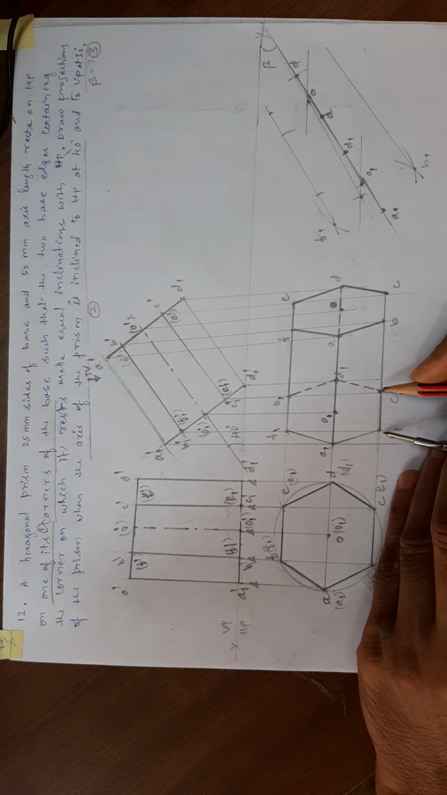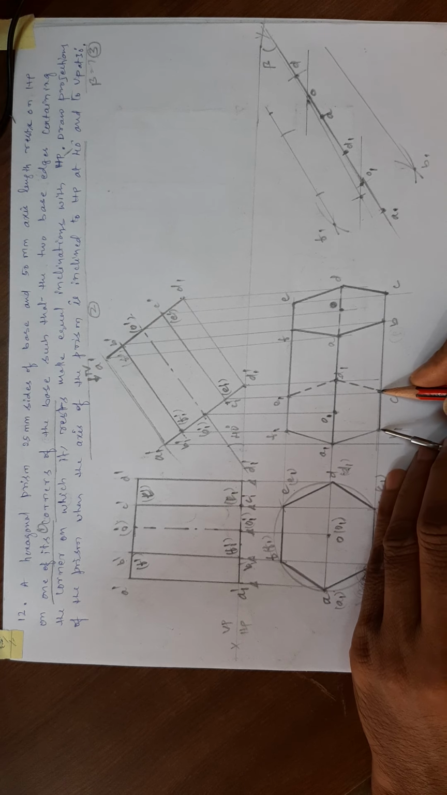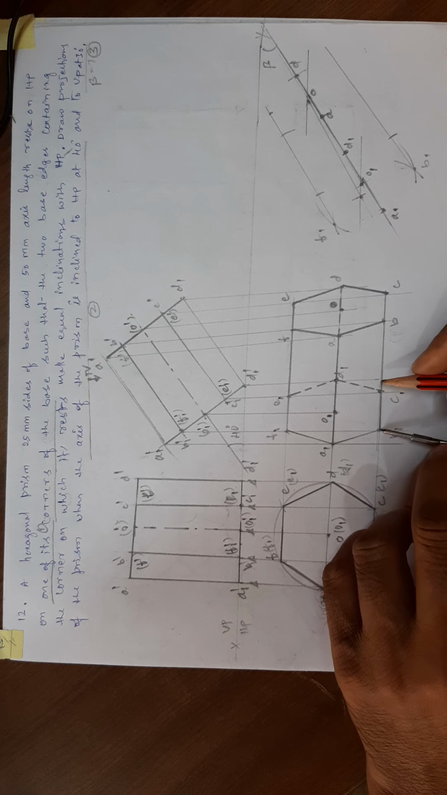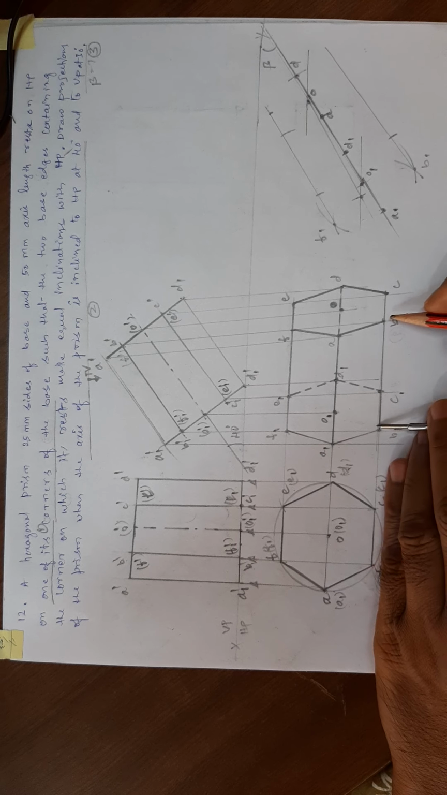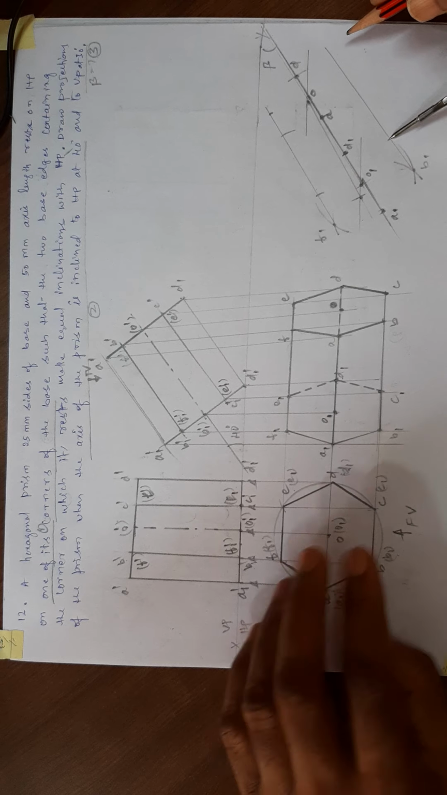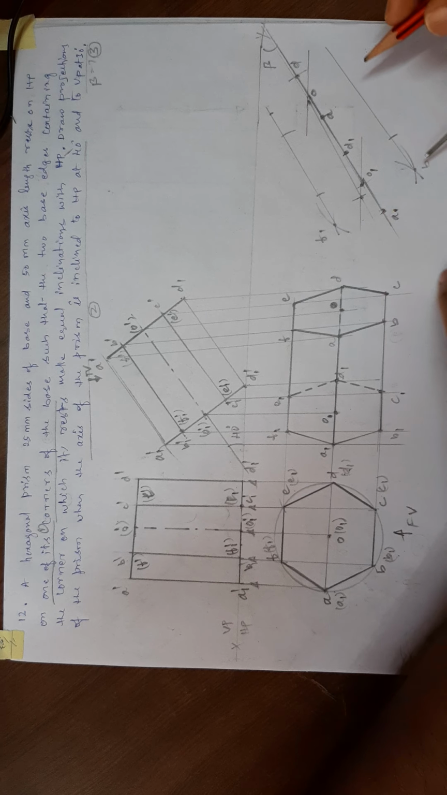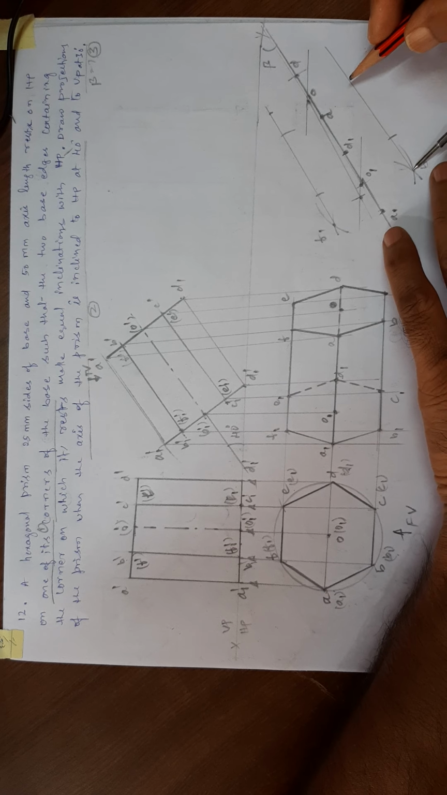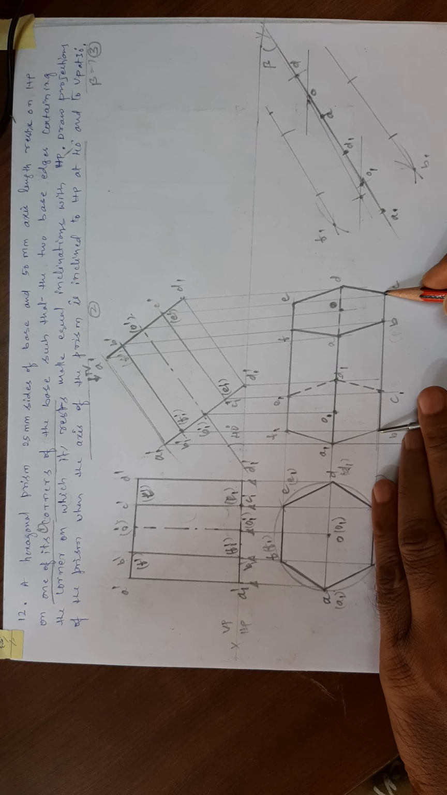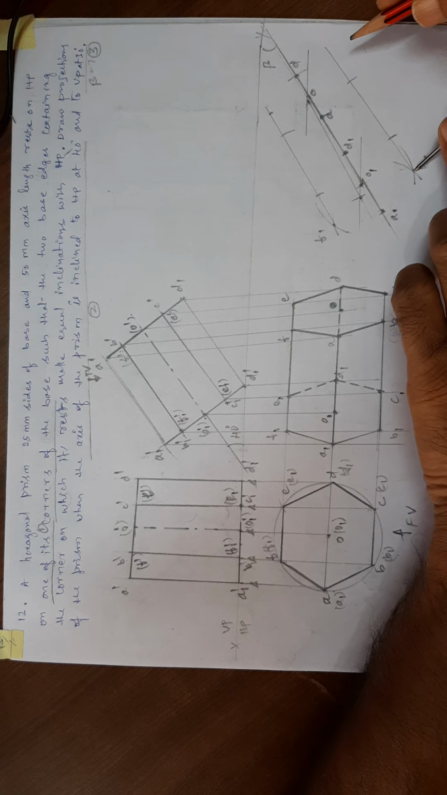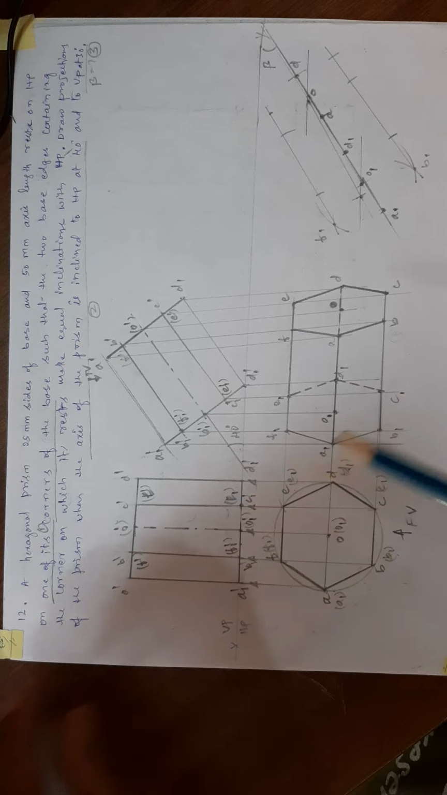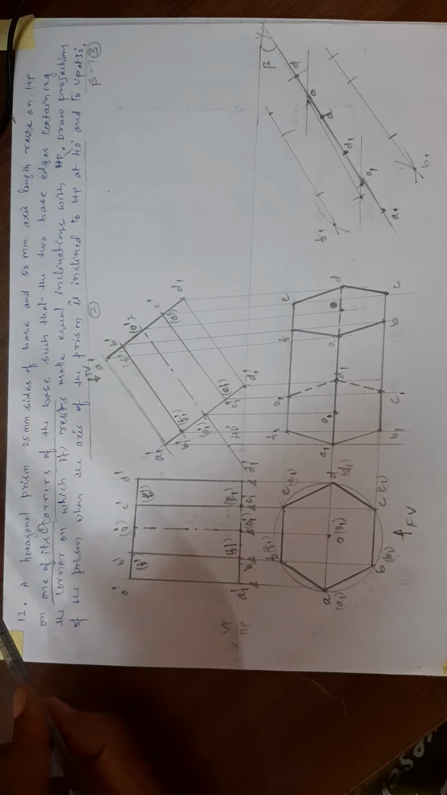Now see B1 to C1. Okay, B1 to C1. Next B1 to B. Now B1 to B. Next B1 to C. See B1 to C. Now join all the points. Okay, join all the points.